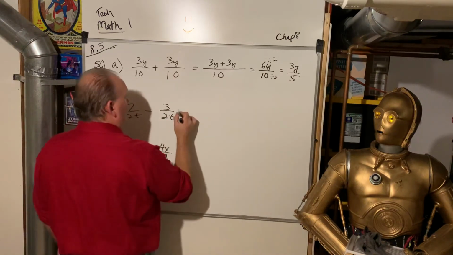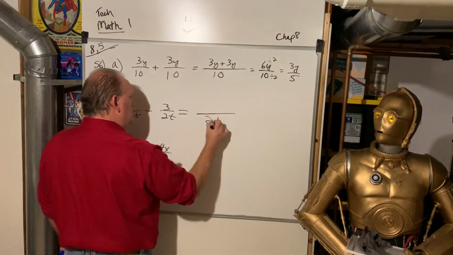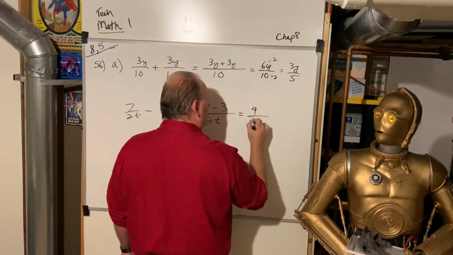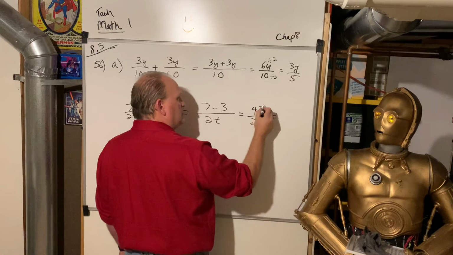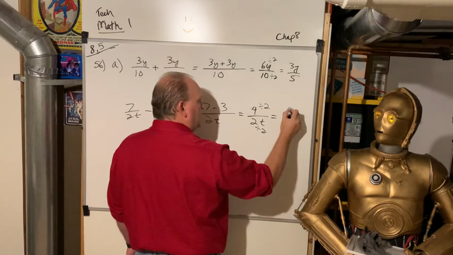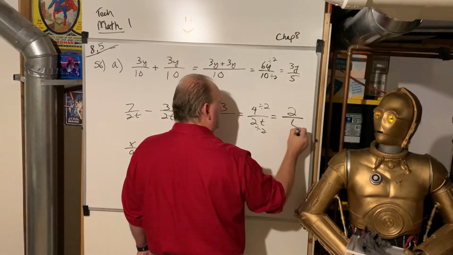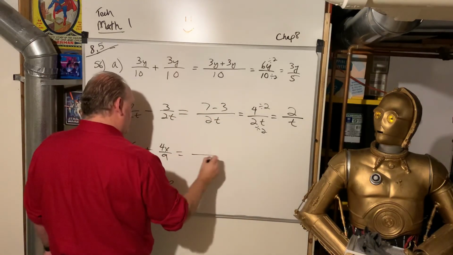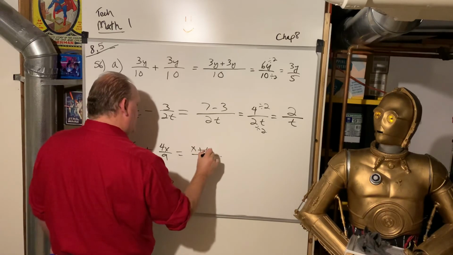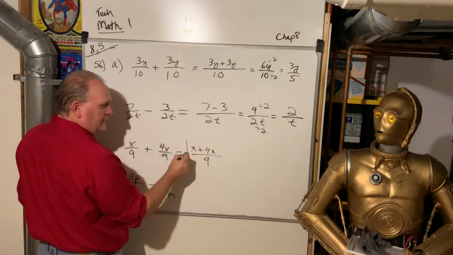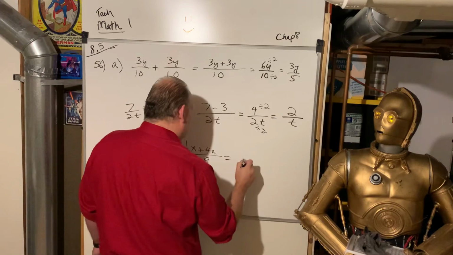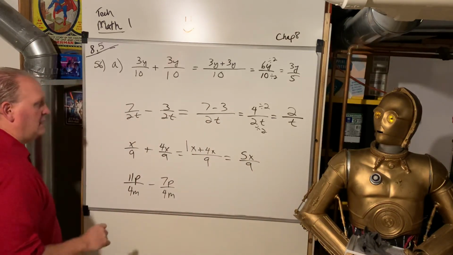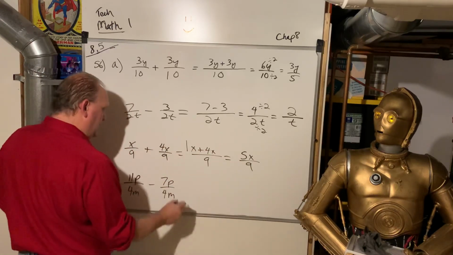Okay, this one, we rewrite it with a 2t on the bottom, 7 minus 3. 7 minus 3 is 4 over 2t. And again, we reduce it, divide by 2, top and bottom, 2 over t. Put a 9 down, x plus 4x. Remember, there's a 1 there when there's nothing there. So it's 1x plus 4x, 5x over 9.